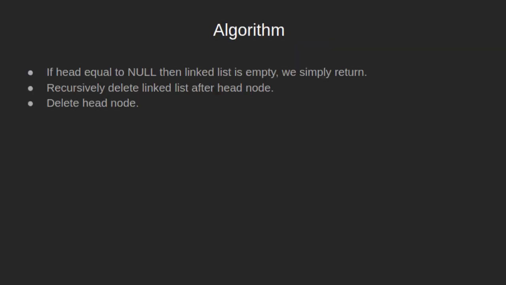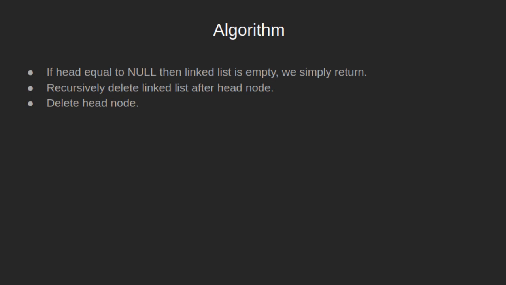Let's see the algorithm for the problem. We start by checking whether head is equal to null or not. If head is equal to null, then the linked list is empty, and we simply return in this case. Else, we recursively delete the linked list after the head node and finally delete the head node.